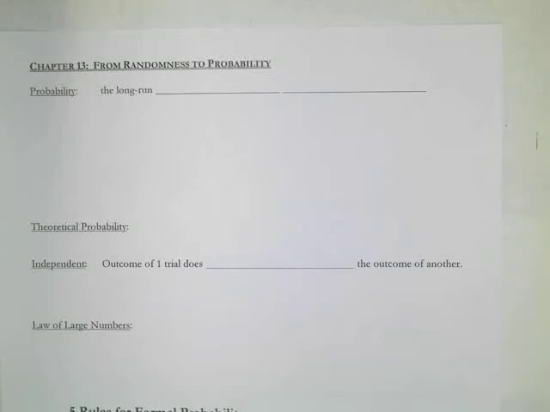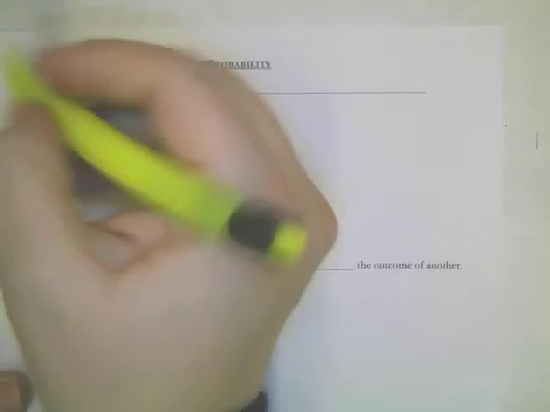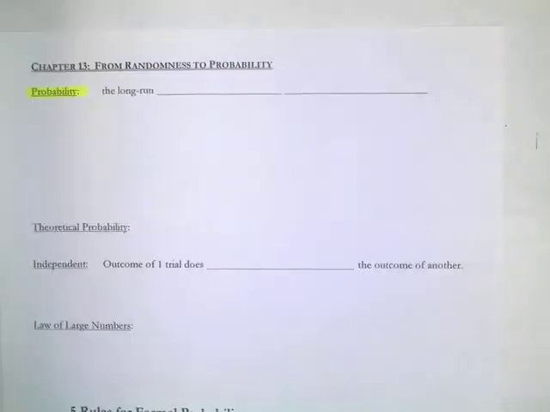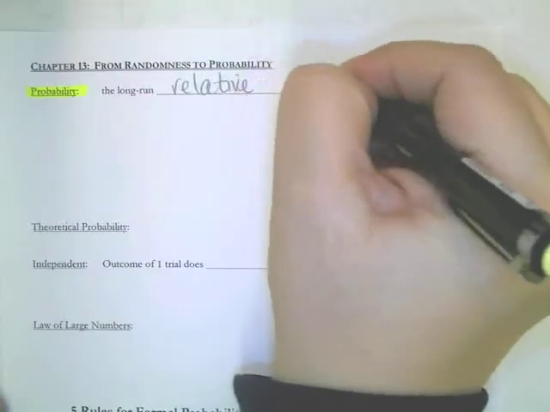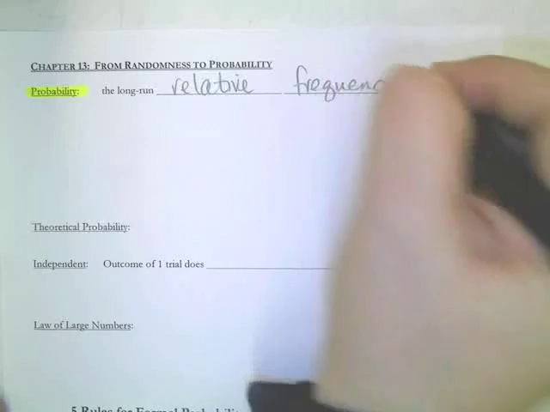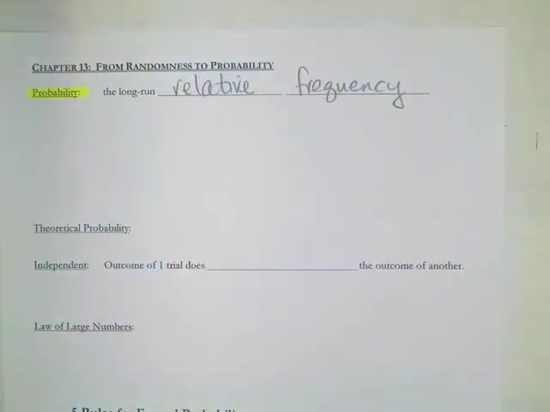So these are going to be the notes for chapter 13, which is transferring us from thinking about things in terms of randomness and simulations to actual probability of things. Okay? So the probability of something is the long run relative frequency. Okay? So in the end, it's what should happen and the frequency that something does happen.